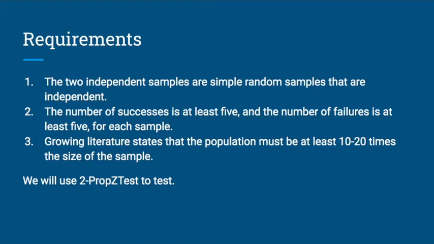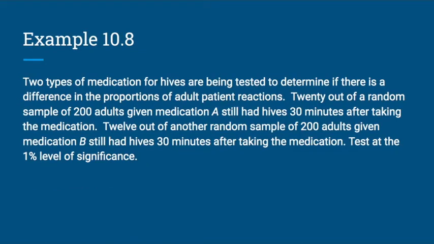The calculator function that we'll use is called 2prop z-test. So it's again in that same tests menu under the stats when you press the stats button. So it should be in a familiar place. And our first example is 10.8.